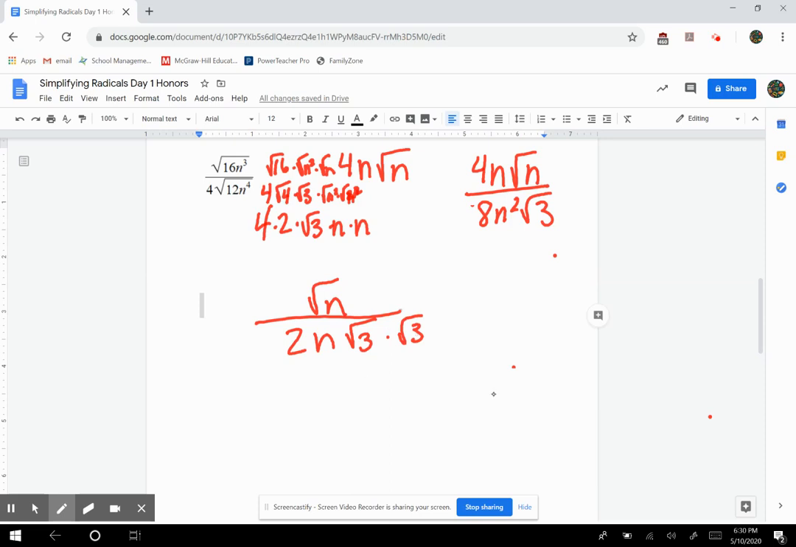So this becomes square root of 3n over square root of 3 times square root of 3, which is just 3, times 2 is 6, so 6n. And that would be your final answer.